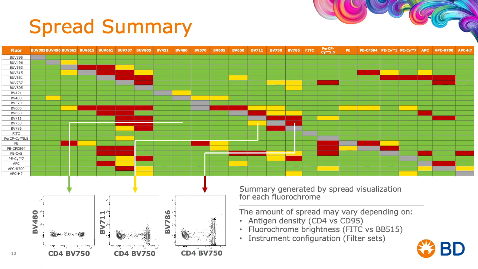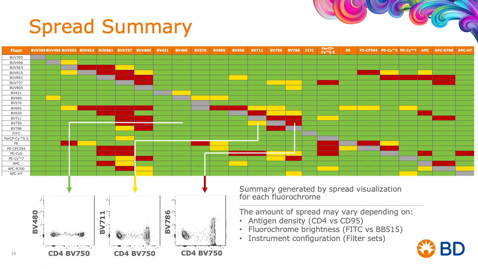What you're seeing here is a matrix, and it is a summary of spread. And we're going to address a couple of questions about this matrix. How was this generated? How do we read it? And how do we use it for panel design?